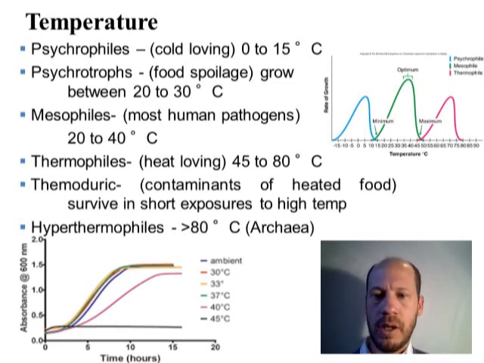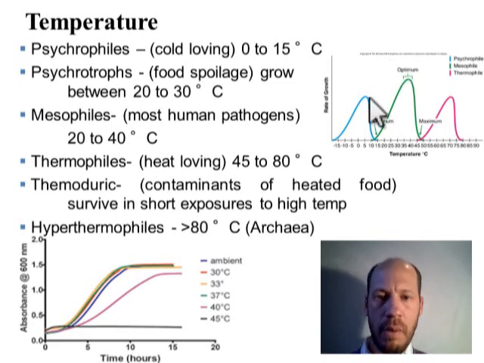The mesophiles have a wider range. They go from 20 to 40 degrees Celsius. The thermophiles would go from 45 to 80. The thermoduric, they are thermophiles, but they can also survive short exposures to very high temperatures, over 100 degrees sometimes. And the hyperthermophiles are the ones that are adapted for continuous survival at temperatures over 80 degrees Celsius. Most of the hyperthermophiles are archaea.